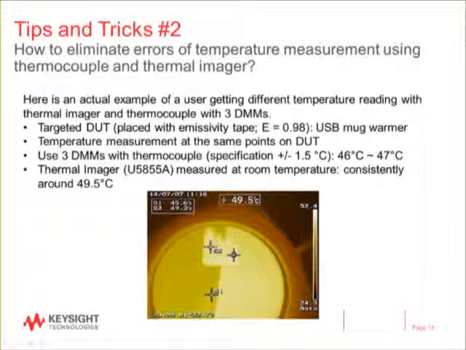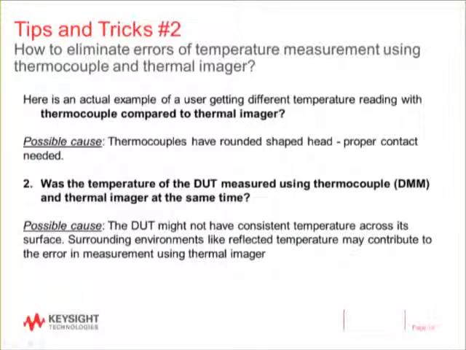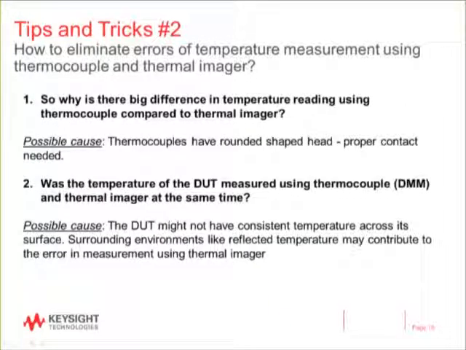However, this user is getting different temperature readings from the thermal imager and thermocouple with 3 different DMMs. So why is there a big difference in temperature reading using the thermocouple compared to the thermal imager? One possible cause could be that thermocouples generally have a rounded shaped head, so users need to ensure that there is proper contact to the dart. And if the user decides to use a tape, ensure that it does not cover the thermocouple's contact point to the dart, as the trapped heat might cause errors in the temperature measurement.